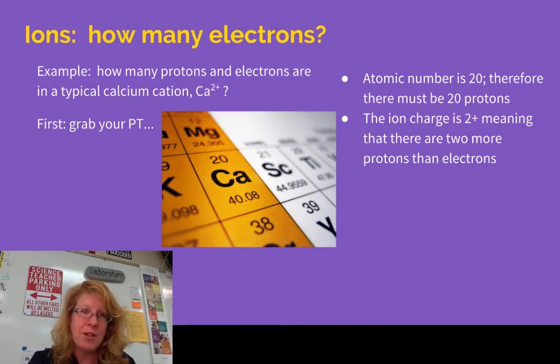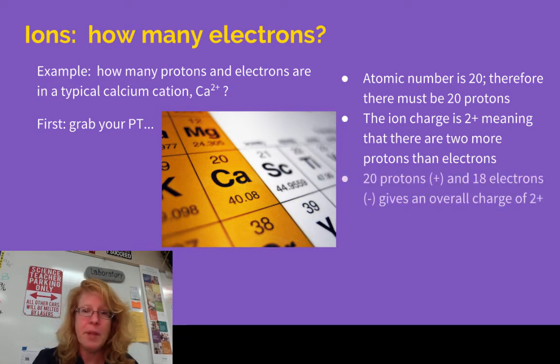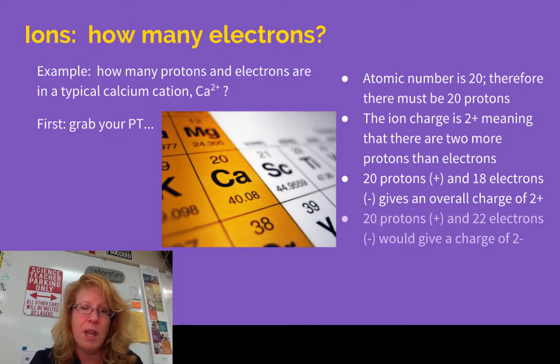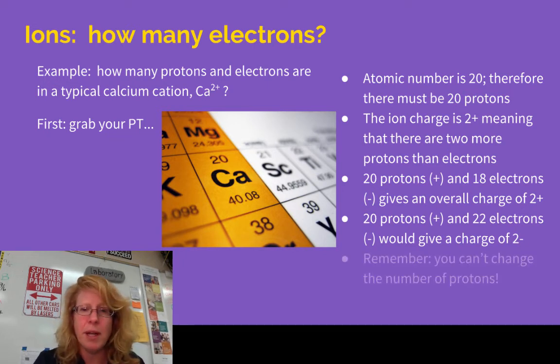Number 2, the charge of this ion is 2+. So that tells us that there's got to be 2 more positive charges than there are negative charges in this particular ion. So if we're trying to do the math on this one, we've got 20 protons, 20 positive charges. There must be 18 negative charges to give that overall charge of +2. If you did it kind of backwards, and this is a second good guess, what if I did 20 protons and 22 electrons? If I did 20 plus charges and 22 negative charges, that would actually give me a charge of -2. So that's not what our question is looking for here, so that can't be the right answer.